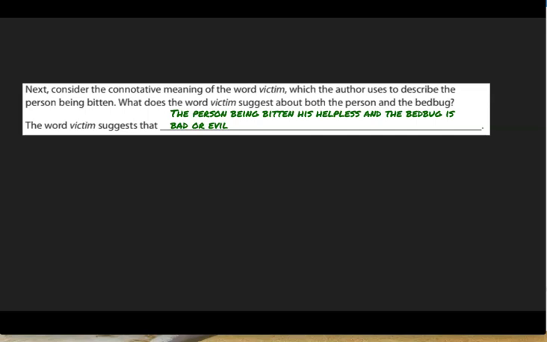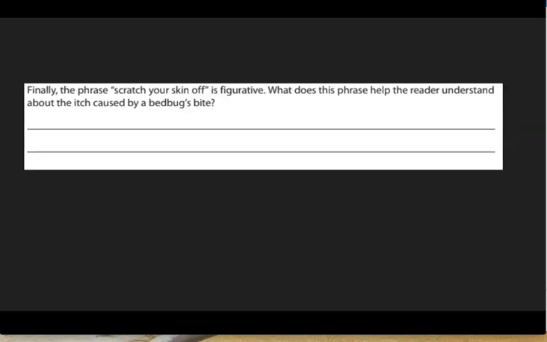And you can pause it if you need to write that down. All right. Finally, this I'd like for you to do on your own. The phrase scratch your skin off is figurative. What does this phrase help the reader understand about the itch caused by a bedbug's bite? So at this moment, I would like for you to pause the video and then take a moment to explain this.